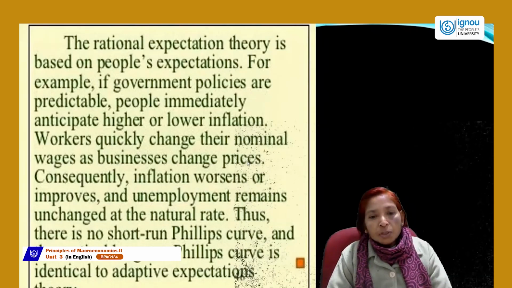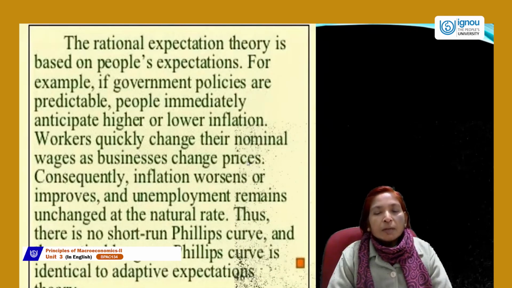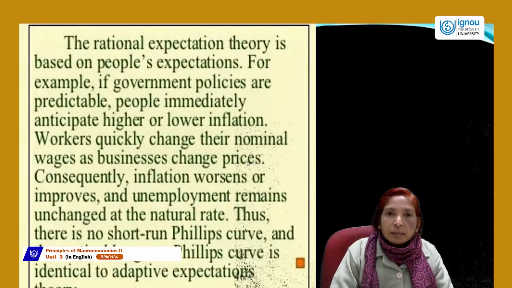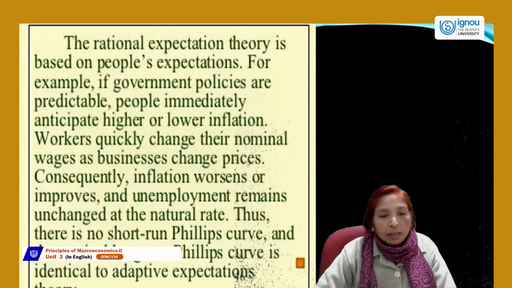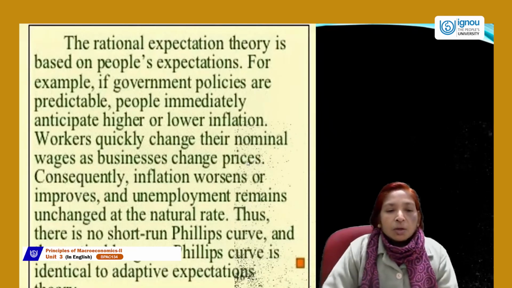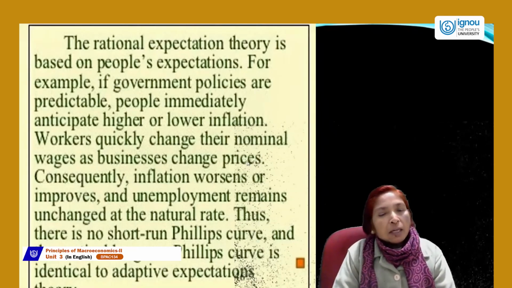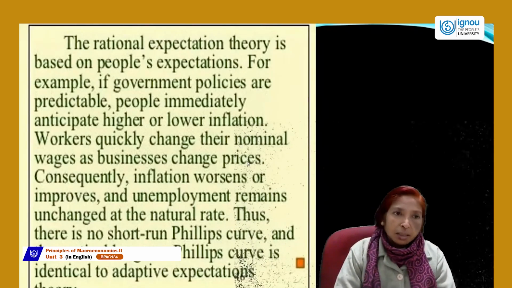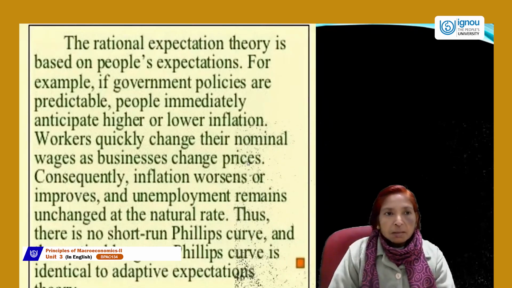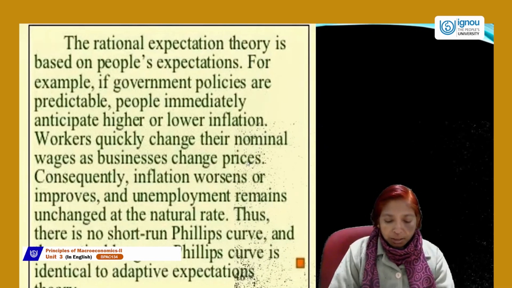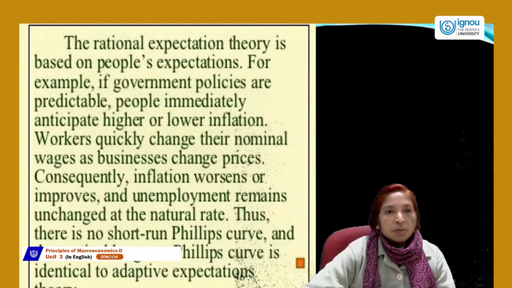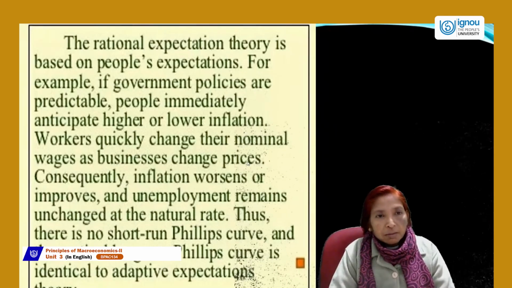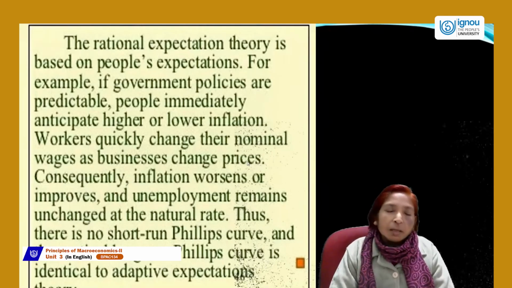Thus there is no short run Phillips curve, only the vertical long run Phillips curve, which is identical to adaptive expectation theory. So, this is the main reason behind this rational expectation. In this rational expectation, we expect for future and take decisions rationally, not irrationally.